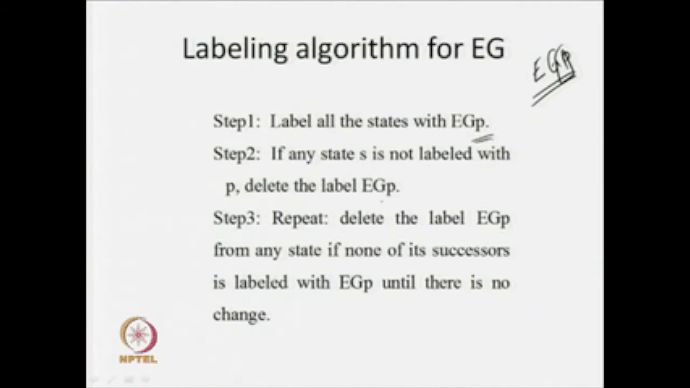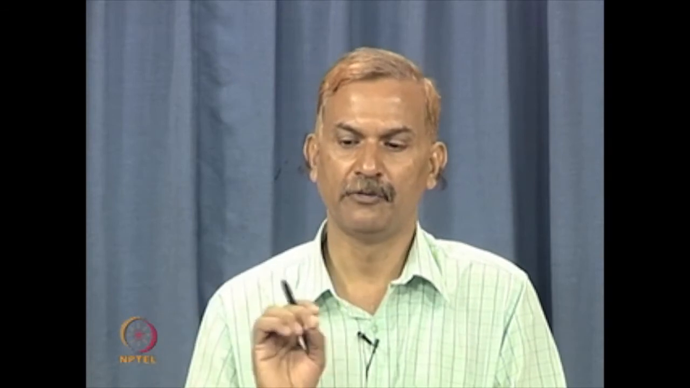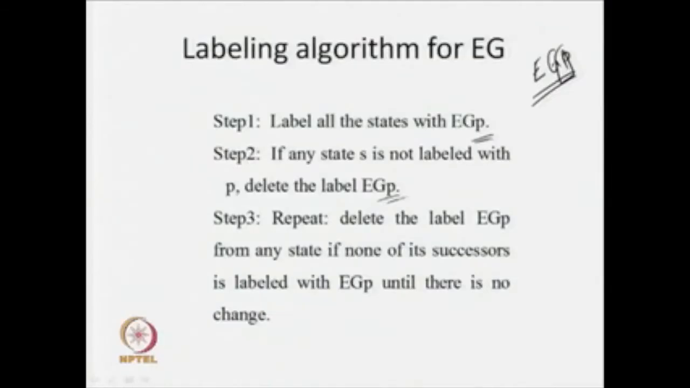So, I am given a state space, and in all the states I put the label E g p. After that I am going to check the states that are not labeled with p, because we know the label of p when I am coming to E g p. I am going to remove the label E g p from those states where it is not labeled with p. Now, in step 3, delete the label E g p from any state if none of its successors is labeled with E g p.